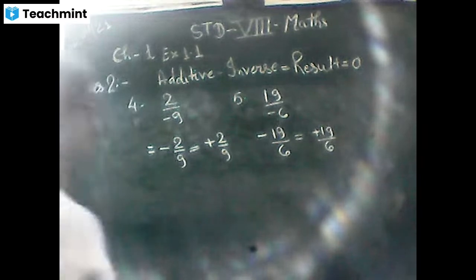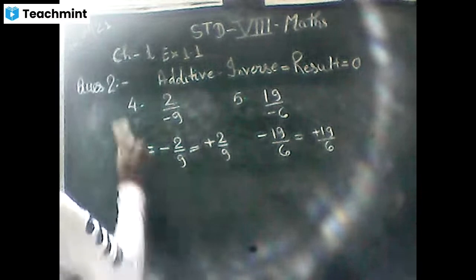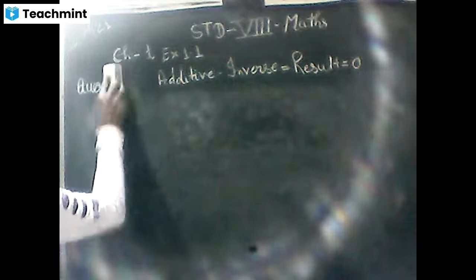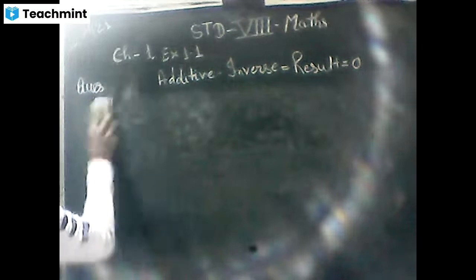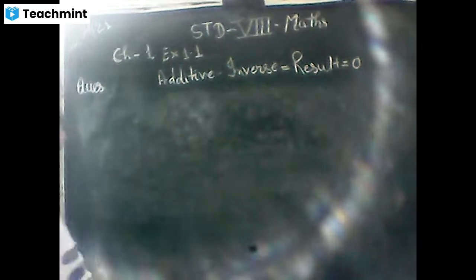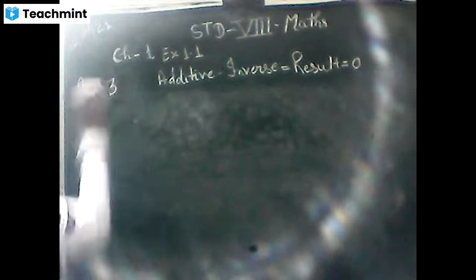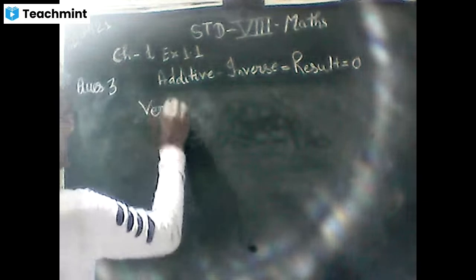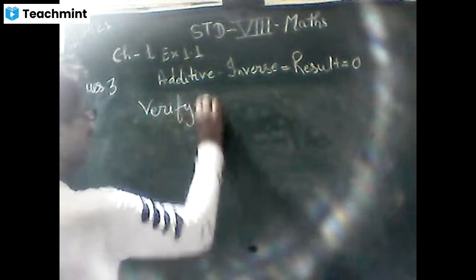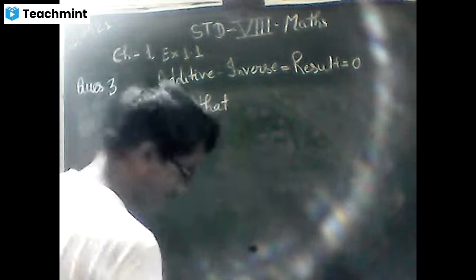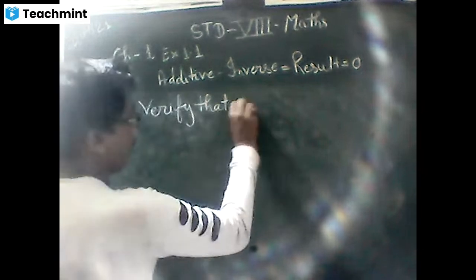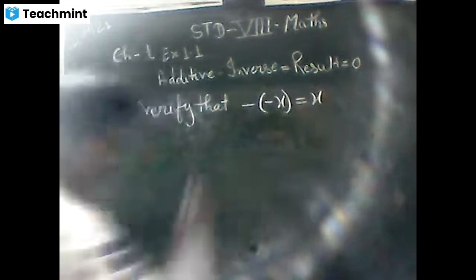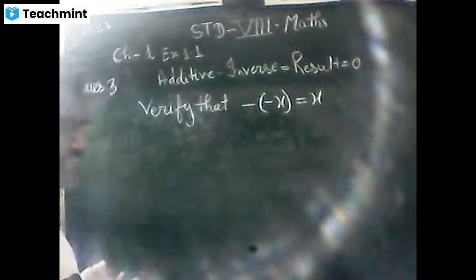And now our second problem is completed, and now our third problem is also based on this additive inverse. We have to verify that minus under bracket minus x equals x. We have to verify it.